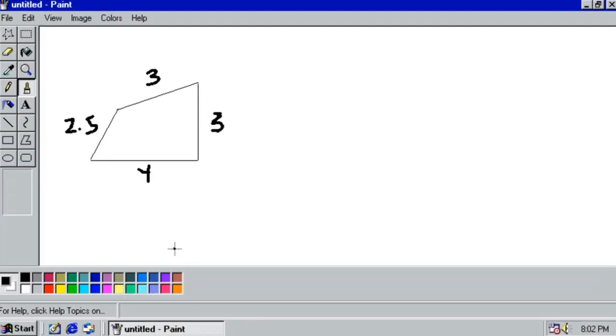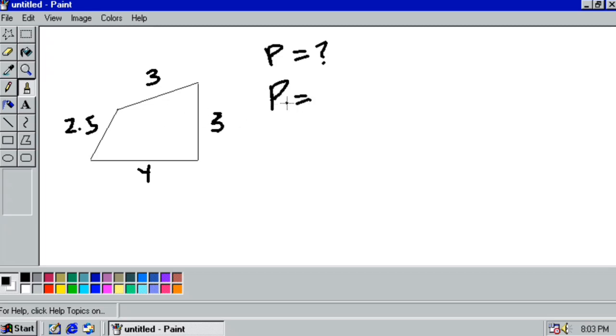Like for example here. This side is 4 units long, this side is 3 units long, this side is also 3 units long, and this side is 2.5 units long. So how are we gonna find the perimeter of this figure? You're just gonna simply add the numbers in the figure.